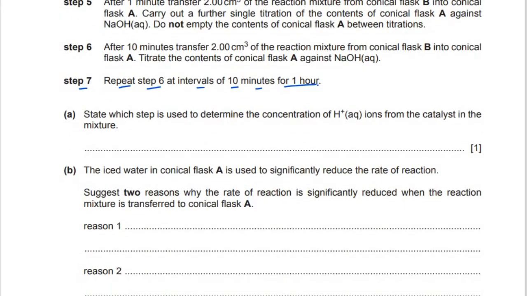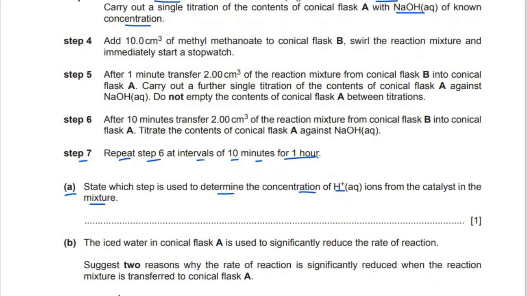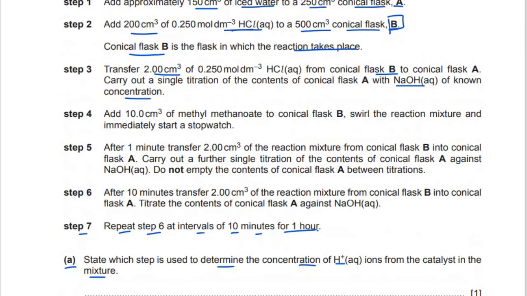Okay, let me go ahead with sub question A. State which step is used to determine the concentration of hydrogen ions from the catalyst in the mixture. Now why did I read the first few steps? Because of the same reason. So let's check what is done here.